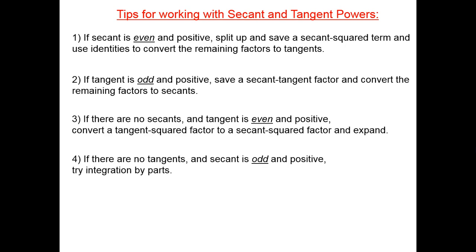And then as a last resort, if all else fails, you can try converting to sines and cosines. Some of these problems take a little bit of creativity, but the more practice you do, you'll see patterns and you'll pick up on some techniques you can use as you go along.